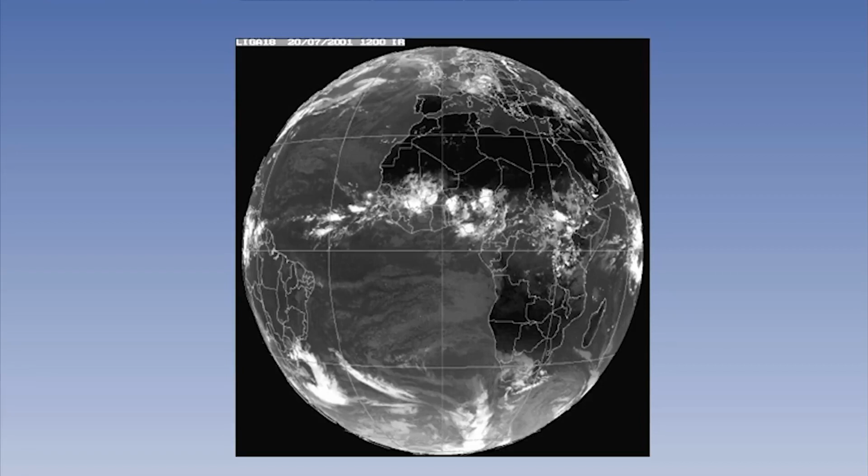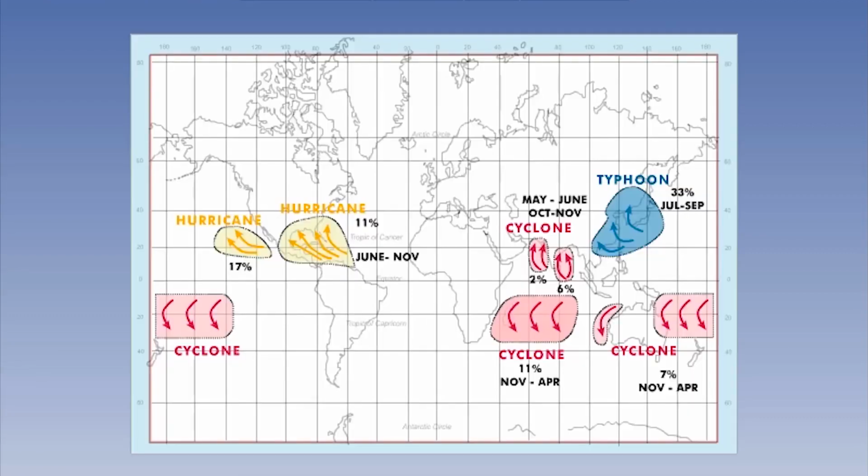If the storm tracks too far north, it moves over cooler seas, or if it moves over land, the supply of moisture is cut off. Look at this distribution map of the main tropical storm tracks around the world, and notice how the storms generally follow the peripheries of the subtropical anticyclones.